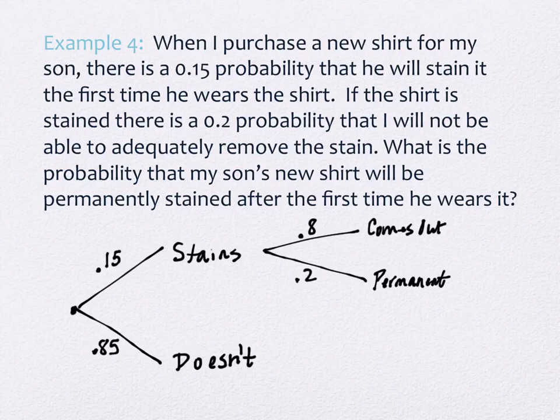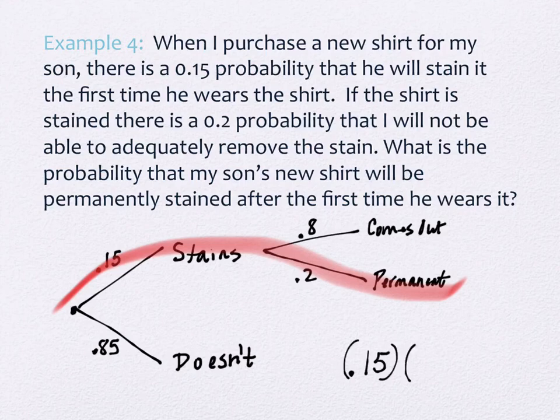And this one wants to know then, what is the probability that my son's shirt will be permanently stained after he wears it one time? And that's the branch that it's talking about. So what would I do to find the answer to the question? You'd multiply them. 0.15 times 0.2, which gives me what? 0.03. Okay, any questions on that one? Okay.